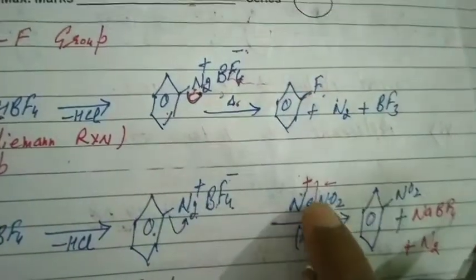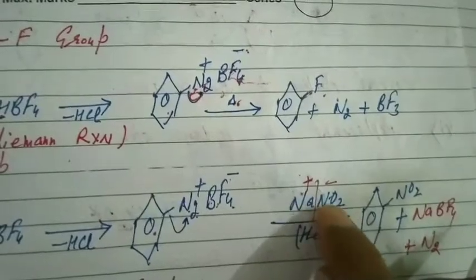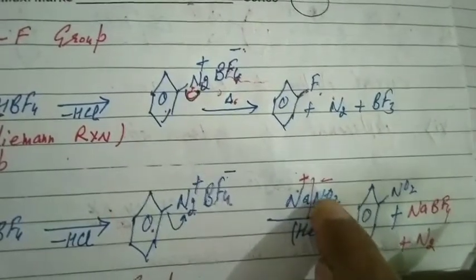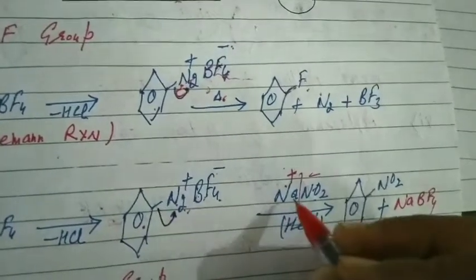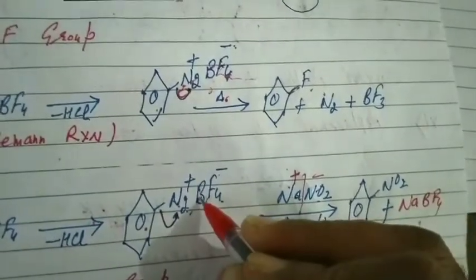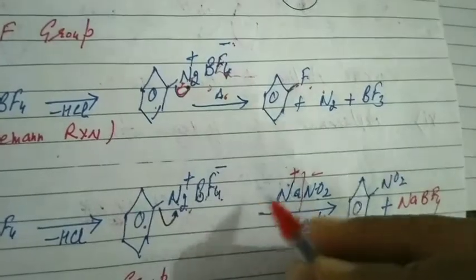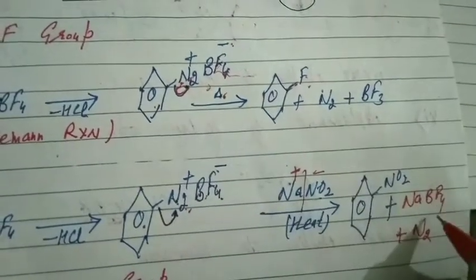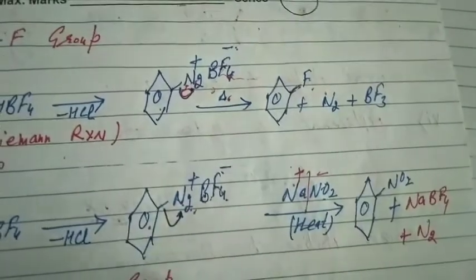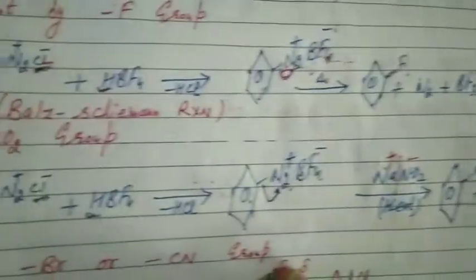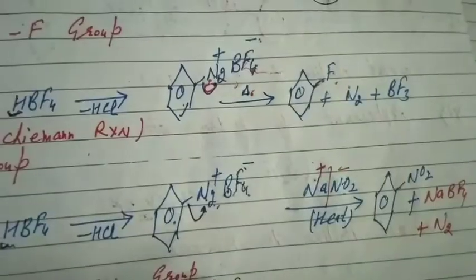When we heat it in the presence of sodium nitrite, NaNO2, the anion part is NO2, and it will replace the diazonium group. Nitrogen withdraws electrons as N2, and Na positive will approach BF4 negative to form sodium fluoroborate, NaBF4. The major product is nitrobenzene. You can easily convert aniline to nitrobenzene.